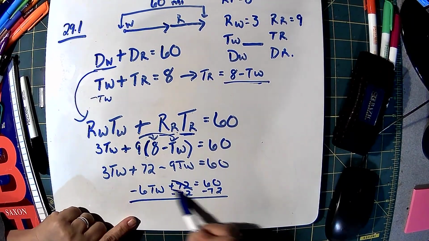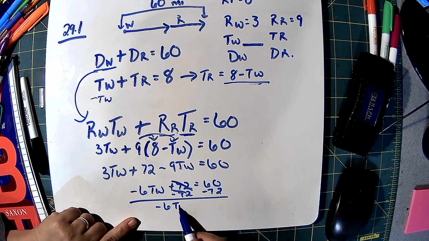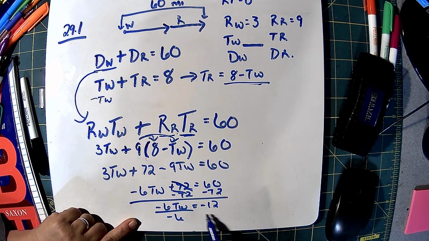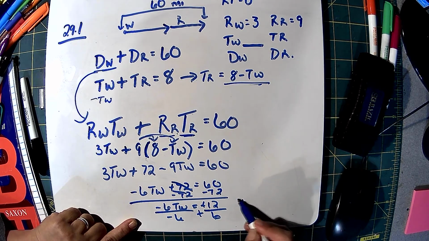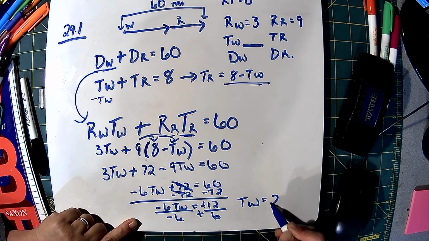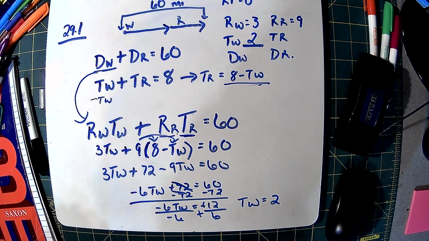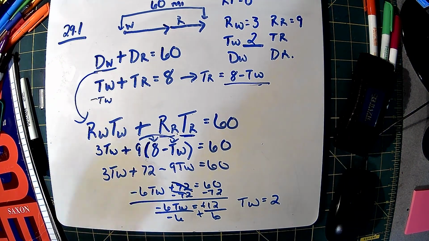Okay, so then I'm going to get negative 6 TW equals negative 12, and then I divide by negative 6. A negative and a negative makes a positive, so the time that he walked equals 2, and that's all I needed to know right there. So that's the answer to that one.